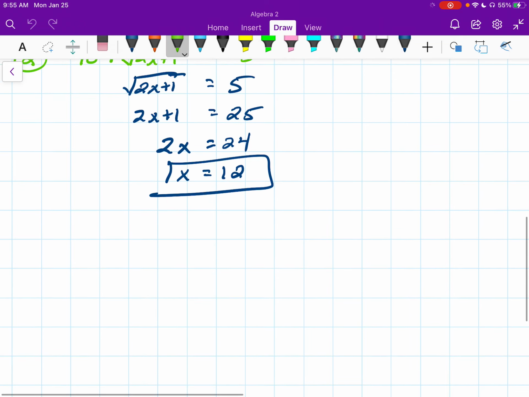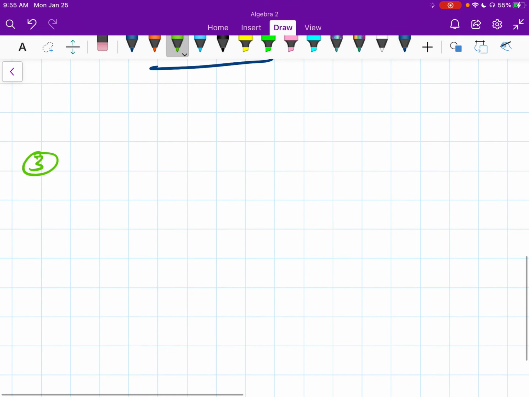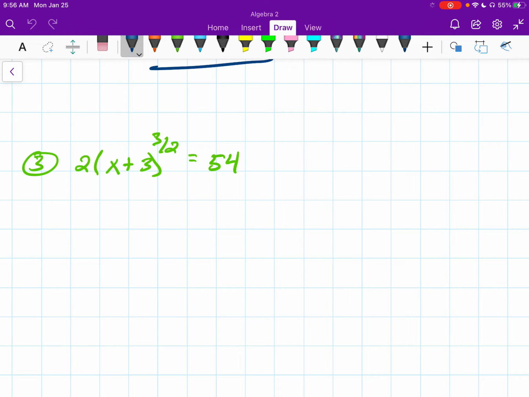All right, example number 3. We're going to have 2 times the quantity x plus 3 to the 3 halves equals 54. This one still falls in the category of a radical equation, right? Because we have a radical there. It's just disguised as a fractional exponent. These, I think, look scarier, but they're still just as easy.